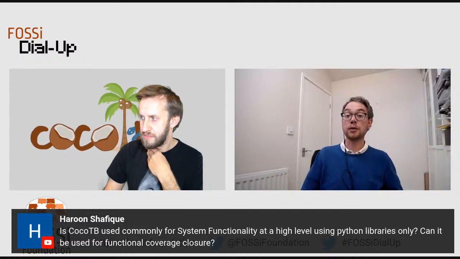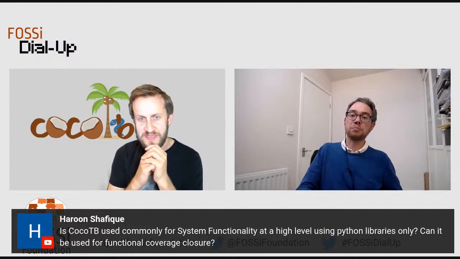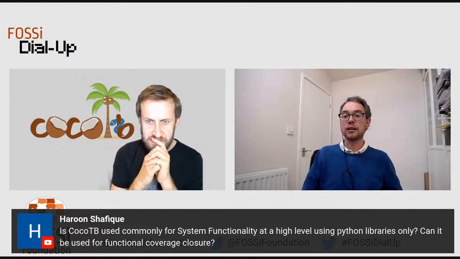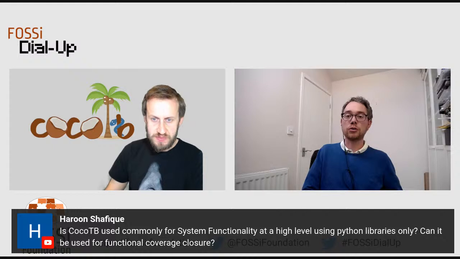Python ecosystem. But then, of course, it is possible to do the low-level unit style testing in Cocotb as well. And that's where you very likely want to have constrained random verification of some sort.